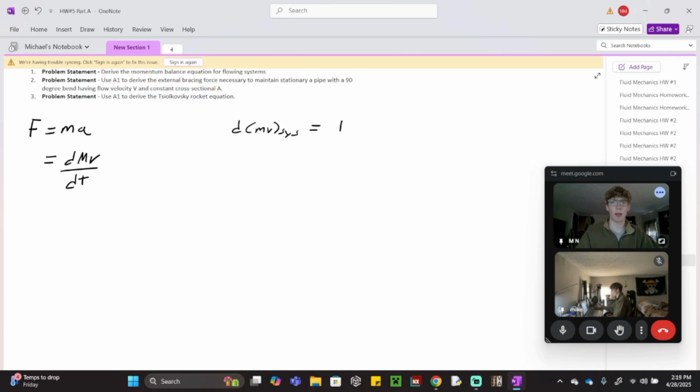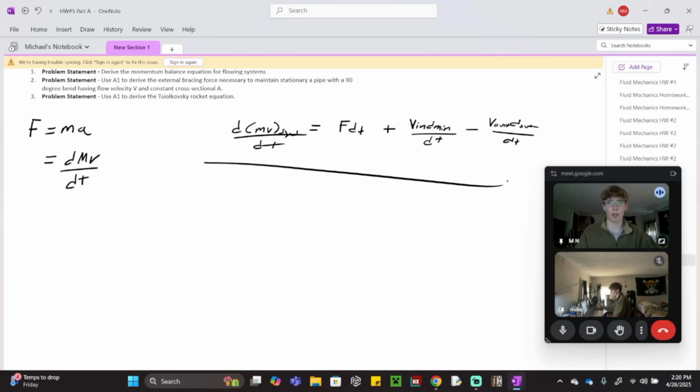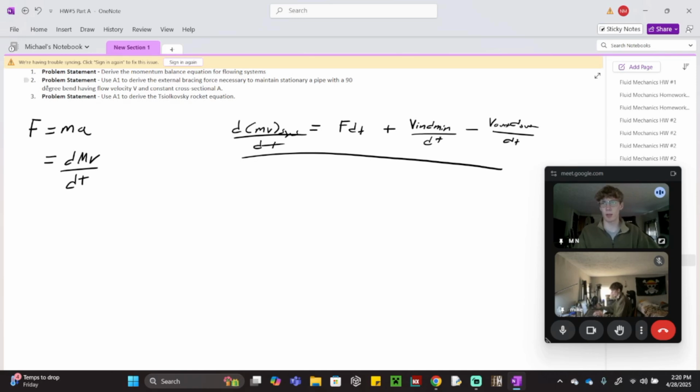Equal to F, dt, plus v in dm in, minus v out dm out, over dt. And this will be our momentum balance equation for a flowing system. So let's move on to problem statement 2.